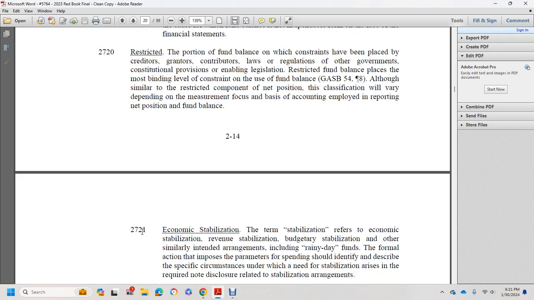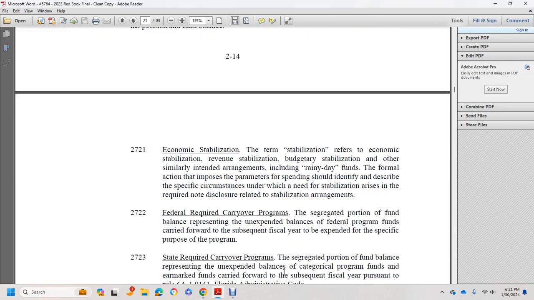2721, economic stabilization. The term stabilization refers to economic stabilization, revenue stabilization, budgetary stabilization, and other similar arrangements, including rainy day funds. The formal account should impose the parameters of spending and identify the specific circumstances under which the need for stabilization arises. If so, the required note disclosure related to the stabilization arrangement applies.